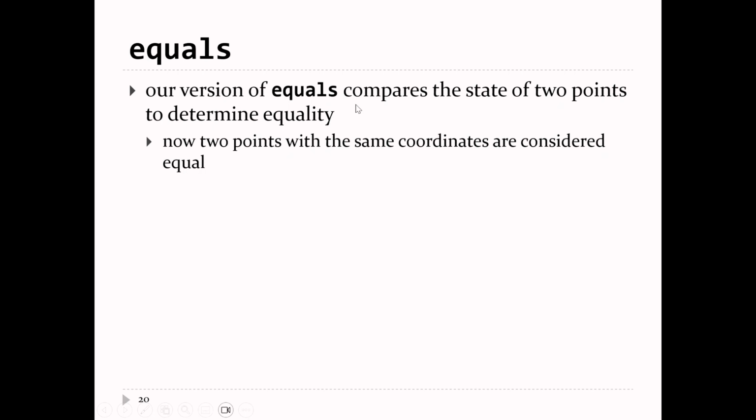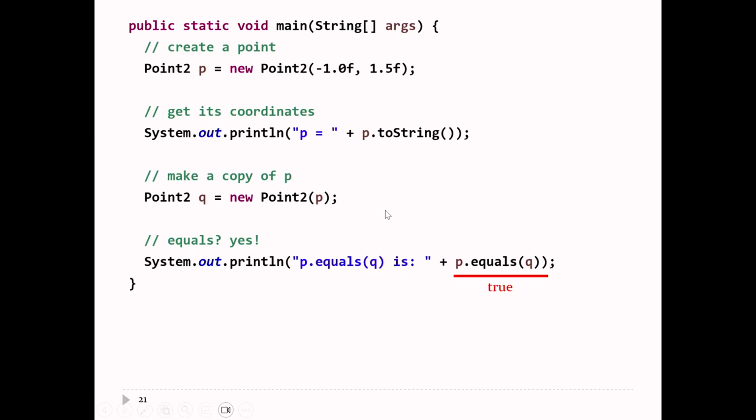Okay, so that version of equals compares the state of two points to determine equality. If you have two points with the same coordinates, they're now equal. So here we make a point whose coordinates are -1 and 1.5. There I use the copy constructor to make a copy of the point. So P and Q now have the same coordinates. So P equals Q will now print out true. If you were to run this program and you didn't override equals, P equals Q would be false because they're different objects.